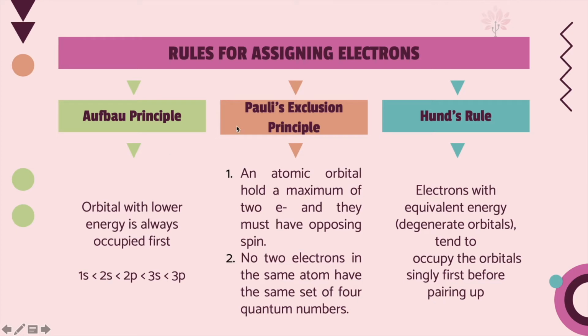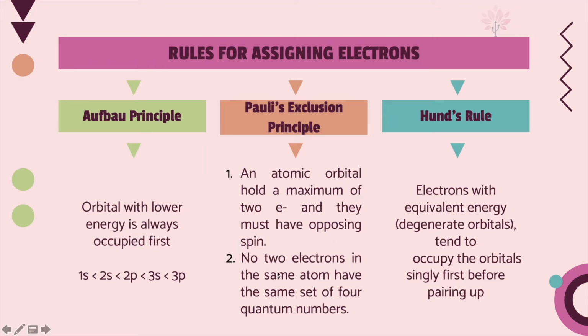Second rule, Pauli's exclusion principle. There are 2 rules in Pauli's exclusion principle. An atomic orbital holds a maximum of 2 electrons and they must have opposing spin. As I've mentioned before, for example in 1s only 2 electrons maximum, and opposing spin means 1 electron must be pointing upward, one more electron must be pointing downward. That's what it means by opposing spin, clockwise or anti-clockwise.